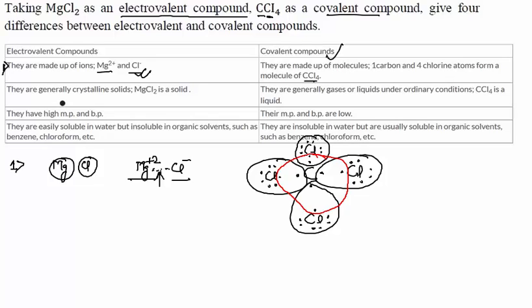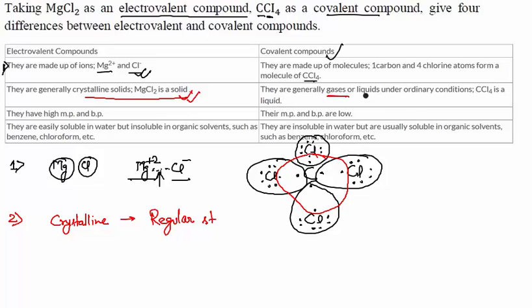Now the second point is what? They are generally crystalline solids. Crystalline, what does it mean? It means they have a confined type of structure, a regular structure. So they have a regular structure, and they are solid.